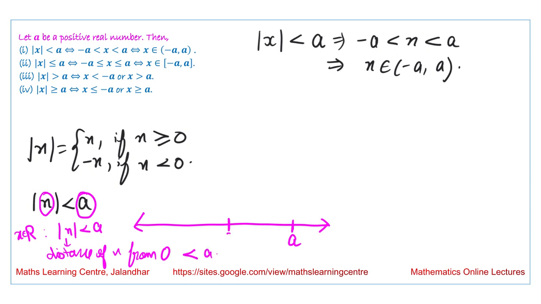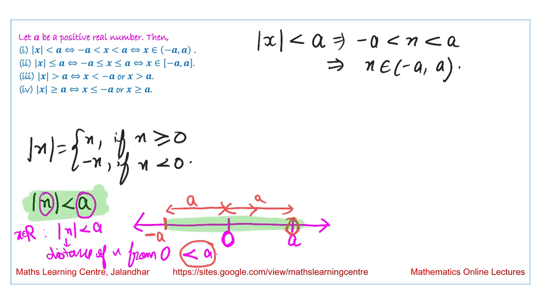Suppose this is the point 0, the origin. All the points within a distance of a: on the right side, this is the point a, and on the left side, this is the point minus a. The distance of each of these points from the origin is a. So the solution set is all points between minus a and a. They will satisfy mod of x is less than a, that is, all those points whose distance from the origin is less than a.